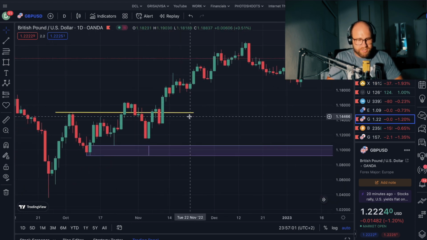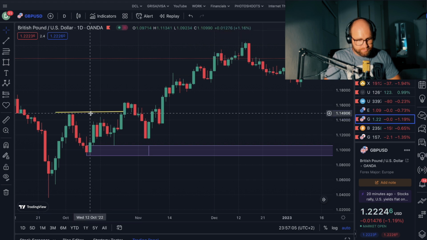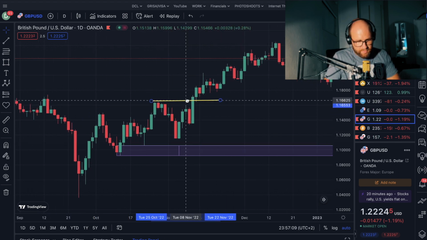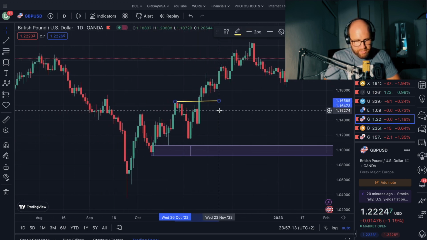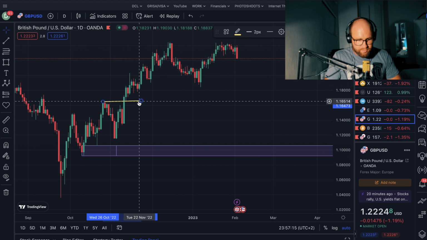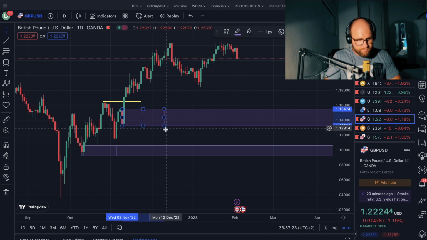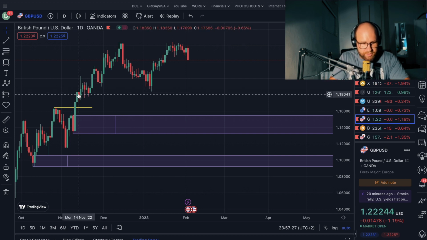Now let's look at where structure gets broken again. Structure got broken right over here. Market has not tapped into the zone yet. Structure got broken here. Let's look for demand zone. Boom. Here we have another demand zone. I'm just going to draw this like that. Cool. So here we have another demand zone on the daily. This seems pretty cool.